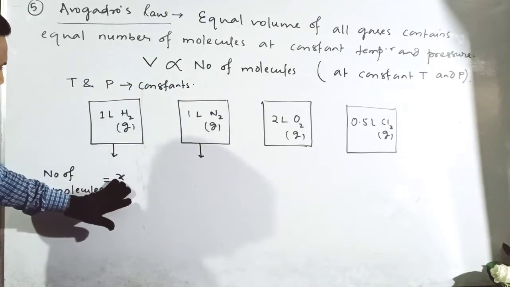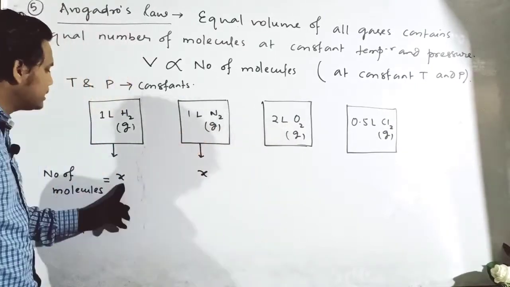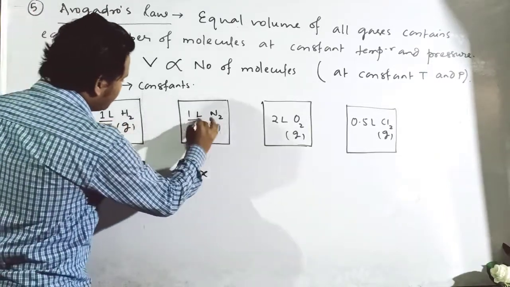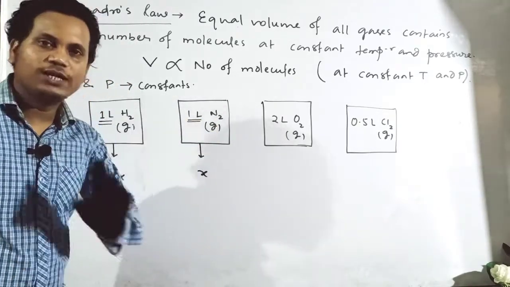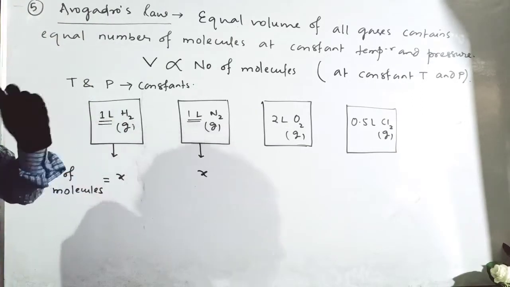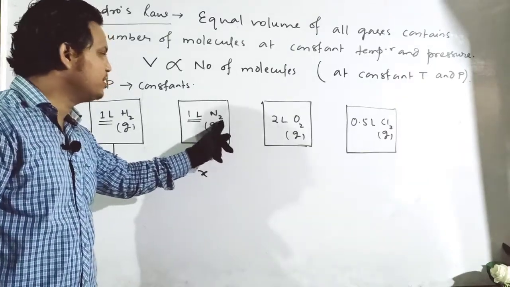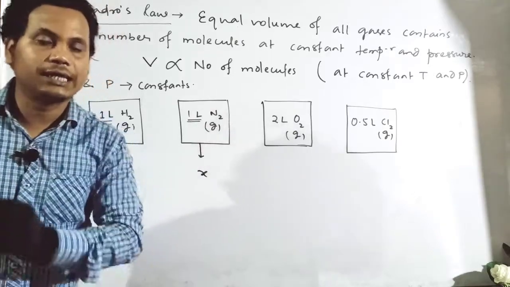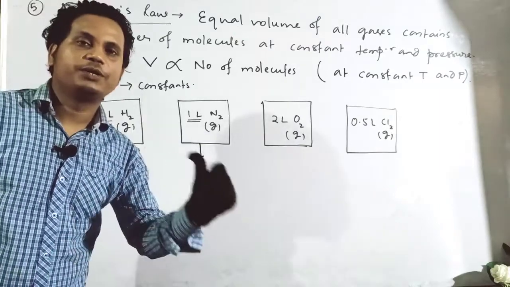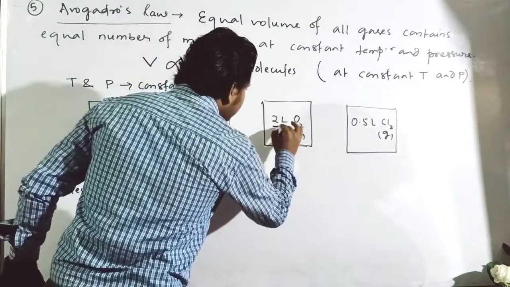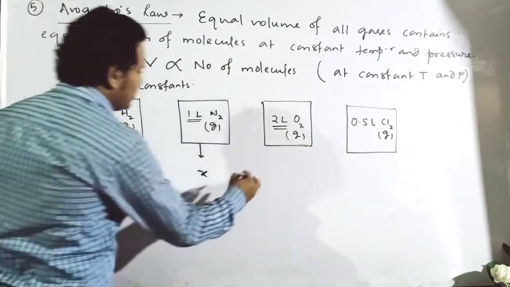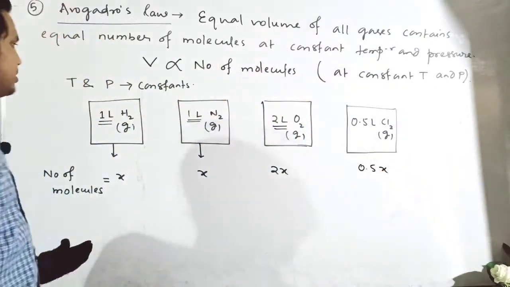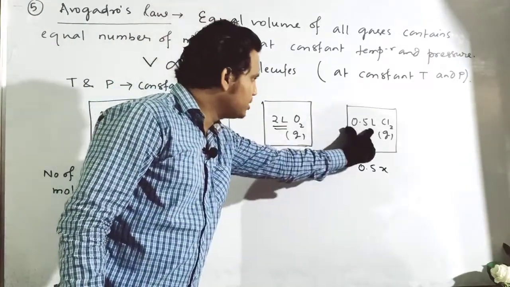If this container has X number of molecules, then this container will also have the same number of molecules. Why? Because volume is the same. This is also 1 liter, this is also 1 liter. So whatever the molecules of hydrogen here, the same number of molecules of nitrogen will be in the second container, because temperature and pressure are the same. Now the third one, you see volume is doubled. If you increase the volume, the number of molecules will also increase. If volume is doubled, molecules are doubled. Volume is half, molecules are half.